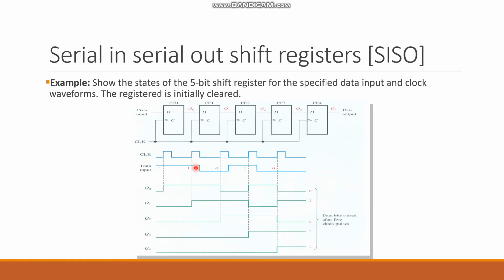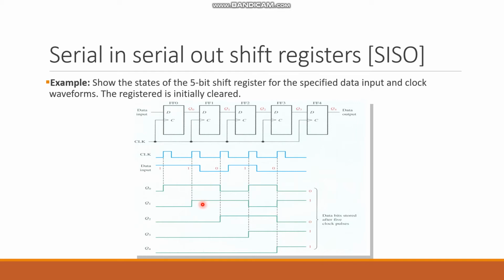So the data input, which is this one, is 1. Okay. So when the clock pulse is applied, this one data input gets into that flip-flop. So this flip-flop is going to be 1. And this one, Q naught, is going to be the input of the next flip-flop, right? And it was 1 here. So this one is going to be shifted there.